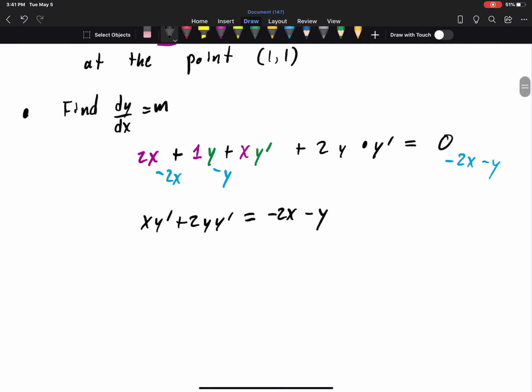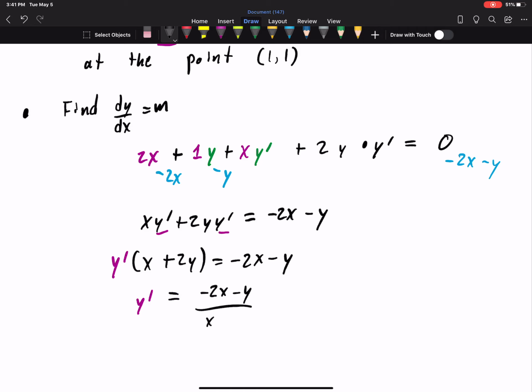Semi-final step: we have a y prime in common across all of our terms on the left-hand side, so we're going to factor that out, leaving us with x plus 2y. And that's going to be equal to minus 2x minus y on the right-hand side. Then we divide both sides by the set of parentheses so we can get y prime by itself. This gives us y prime is equal to minus 2x minus y all over x plus 2y. Okay, and that's that. So we have our y prime. This is equal to dy dx, and also equal to the slope of our tangent line.